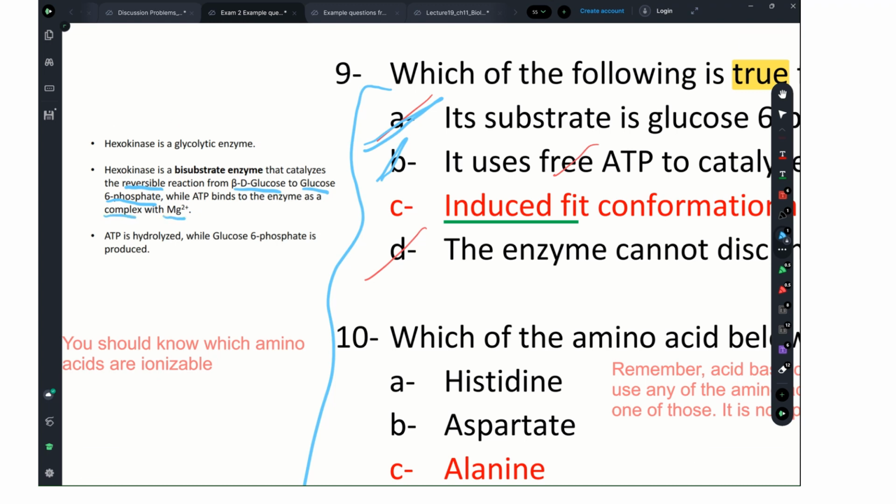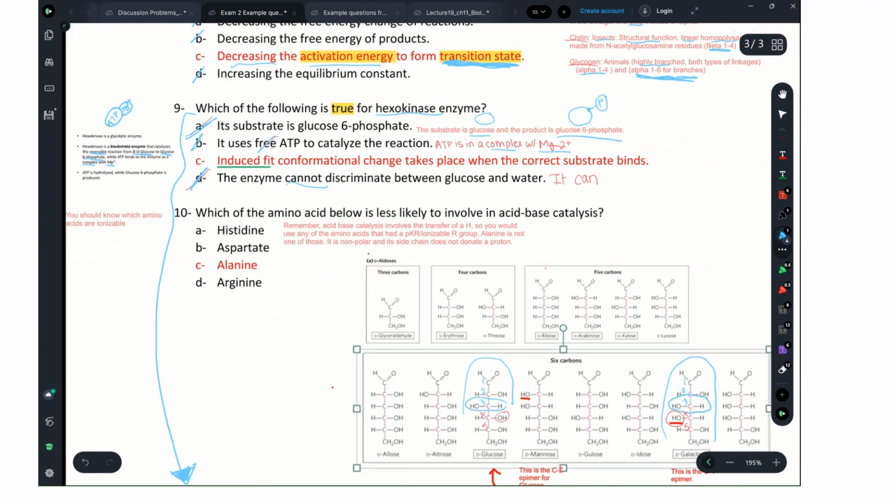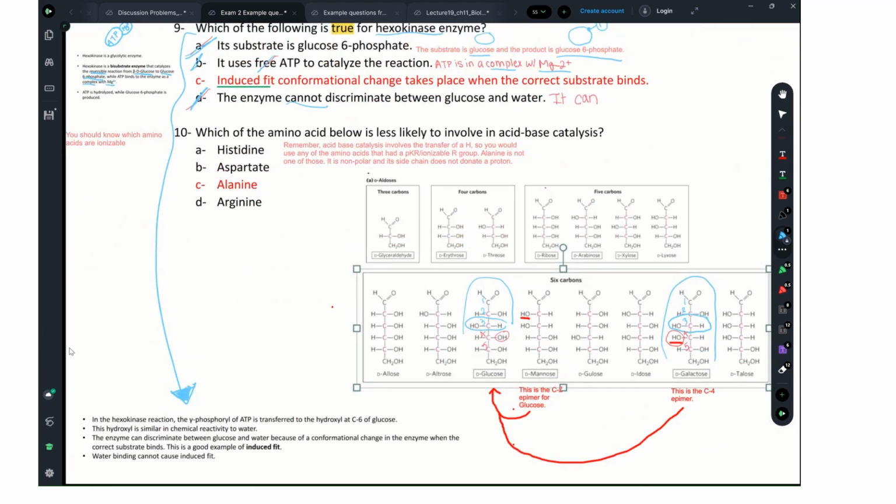So remember, whenever you have a complex, I had some students not really understand that term. Complex just means that they're together, so ATP and magnesium are together. And the question was saying that ATP was free, and that's not true. It's in a complex. Okay, so now D. The enzyme cannot discriminate between glucose and water. So the enzyme can discriminate, so that's not true. The enzyme can discriminate.